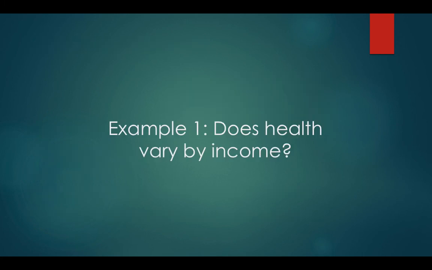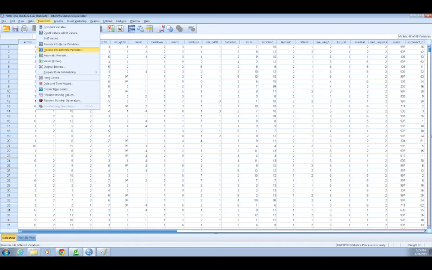So, the first example given in the back of Chapter 11 for SPSS will be looking at whether health varies by income. After opening the 2009 GSS shortened data set, we will have to recode the variables because they each have too many categories. Click on Transform, then recode into different variables.